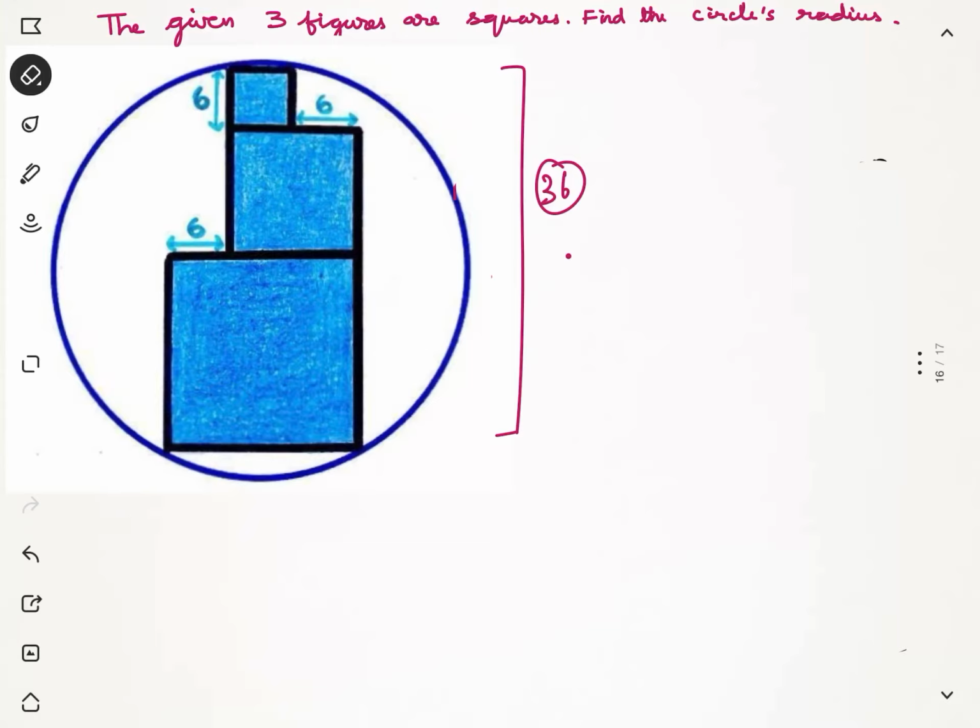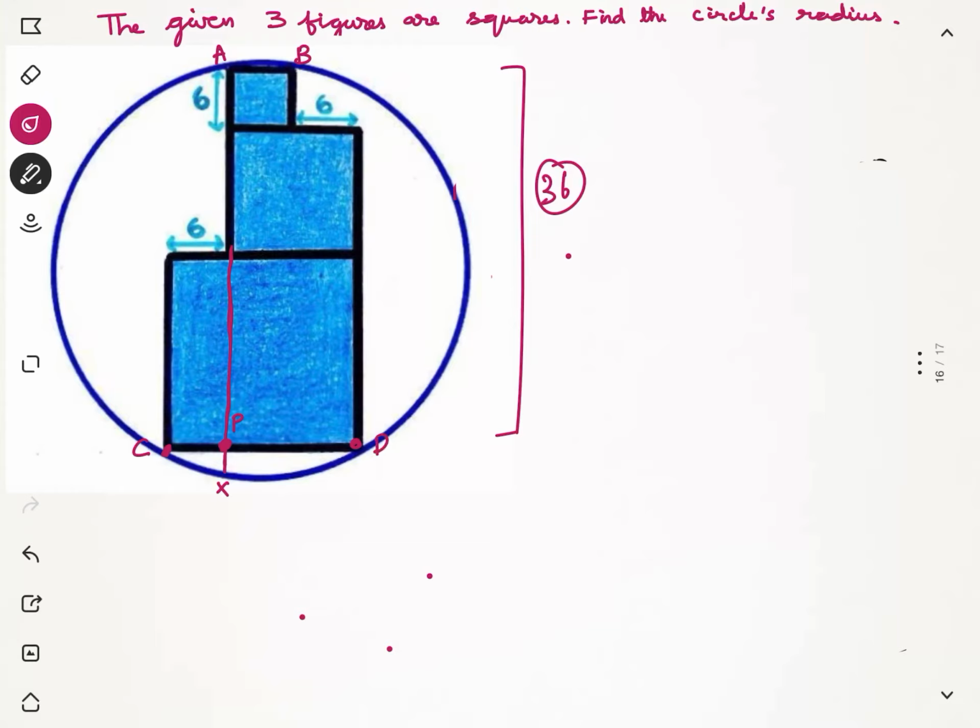Let's extend this particular line until it meets the circle. Let me call this point P, and let's call this one A, this one B, this one X, this point C, and this point D.